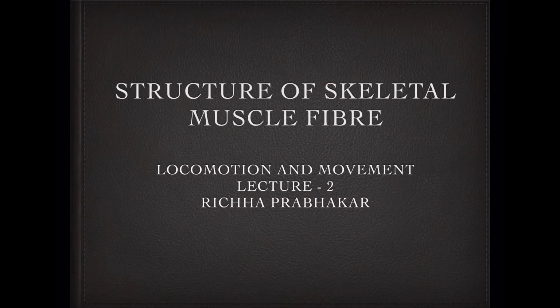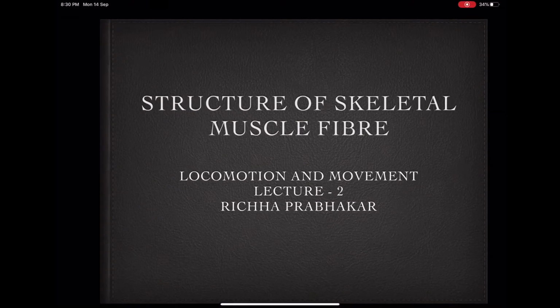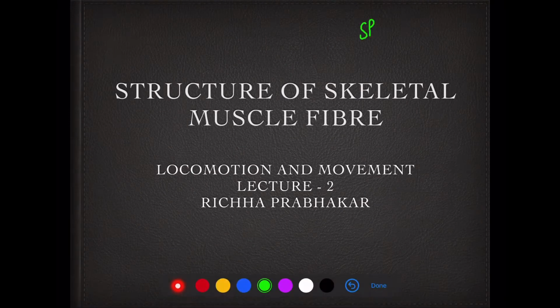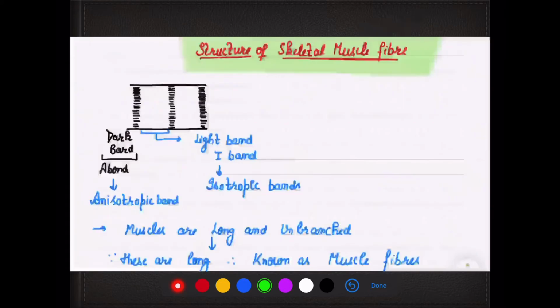So, here is our second topic from the chapter Locomotion and Movement. Yesterday, we discussed the types of muscles, right? We discussed three types of muscles in detail: the skeletal muscles, and then smooth muscles, visceral muscles, and cardiac muscles. So today we are going to take in detail the structure of the skeletal muscle fibers.